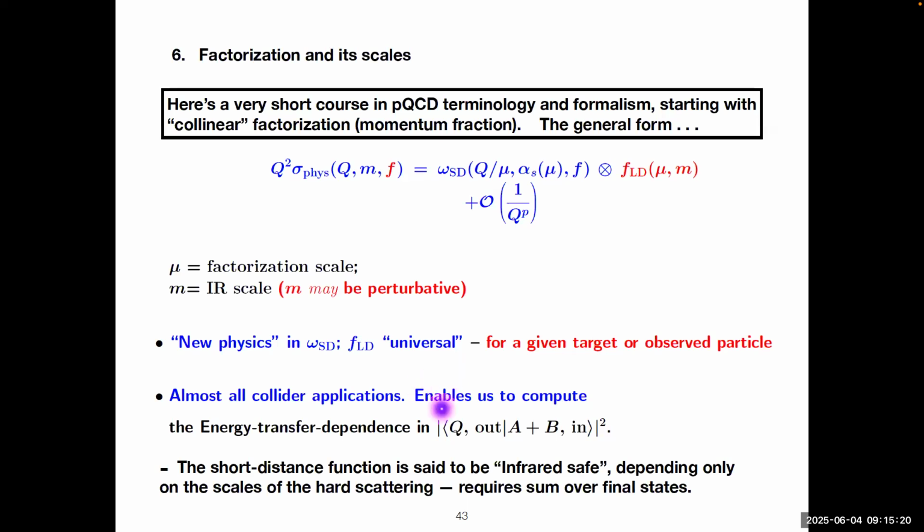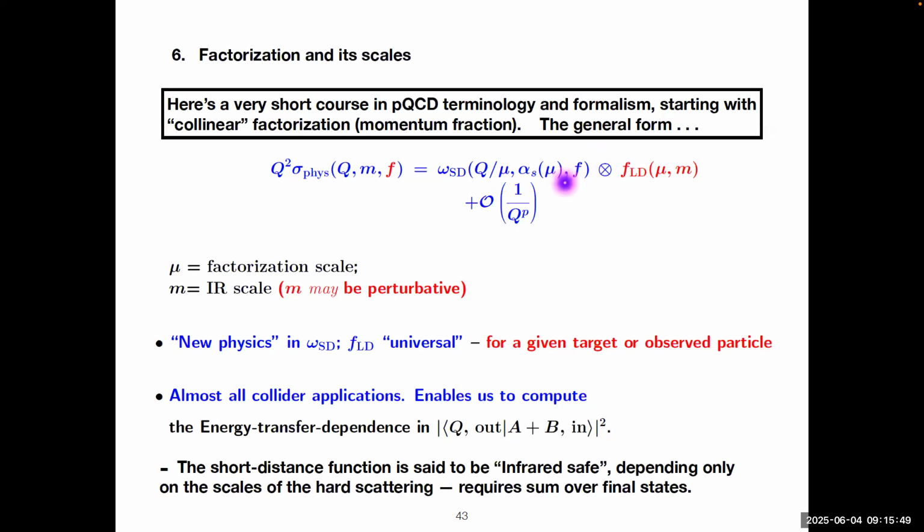The short distance function is said to be infrared safe. That is, it depends only on the scales of the hard scattering. And if you encounter infrared divergences in your calculation, if you've done it right, you'll always find a canceling infrared divergence from one of the perturbative final states that you're summing over. So as we say, it requires a sum over the final state.